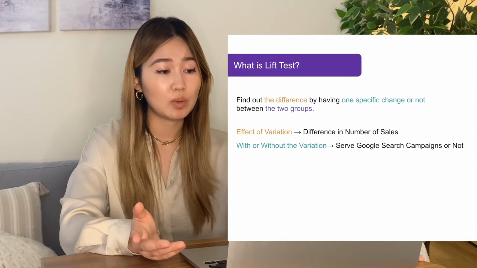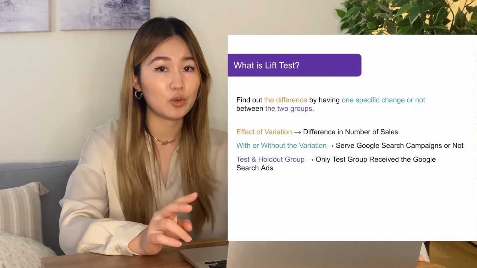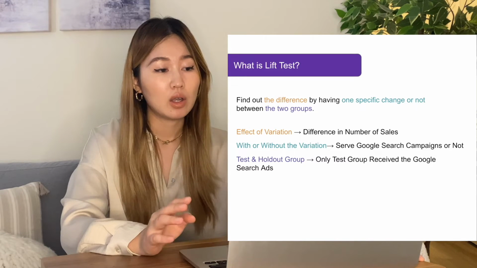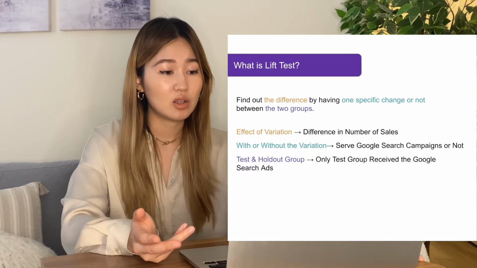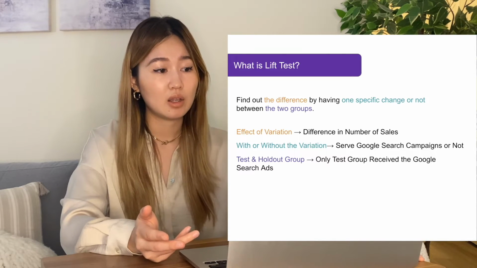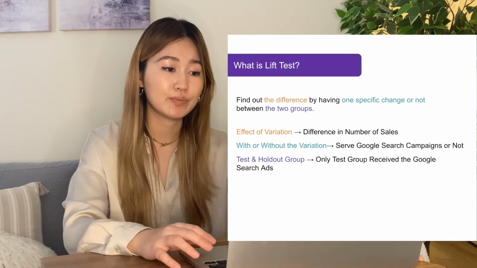So in our case, we'll be serving Google search ads campaign or not. So only one group will receive the ads, and the other group will not receive any treatment, which in this case is the ads. So only the test group receives the ads. Because one group doesn't receive anything, that's why we call them holdouts.